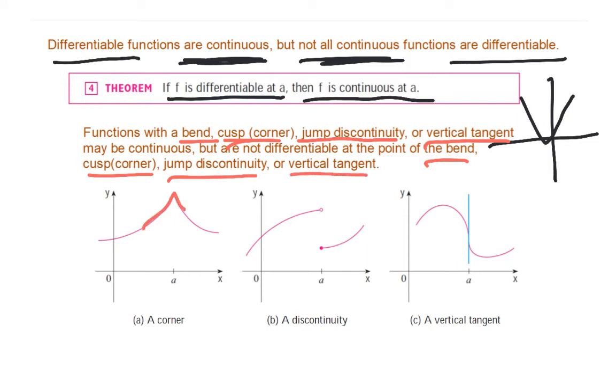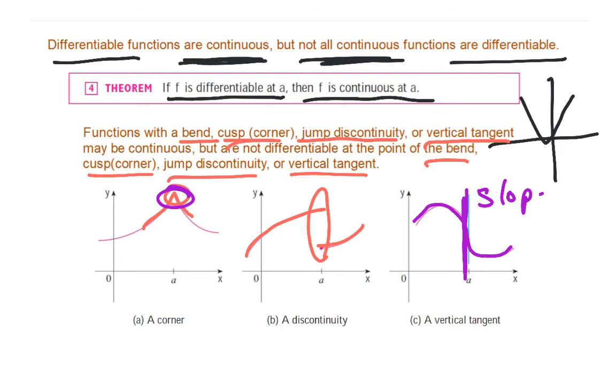So this is a corner or a cusp, and you cannot take the derivative right here. You can't take the derivative at a jump discontinuity. And this one's the one that people forget about, a vertical tangent, because the slope here is undefined. This function is continuous. It looks smooth. There's no crazy-looking stuff on it. But a vertical tangent is an undefined slope, so you cannot take the derivative at that point.